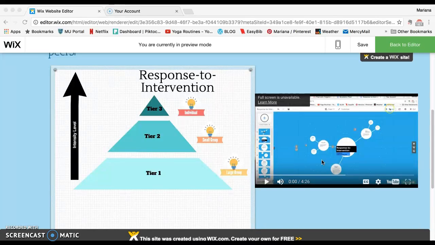So adapting the response to intervention model for music is a little bit different, but it's very helpful in my future plans for becoming a music teacher.